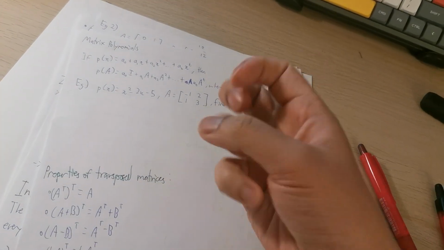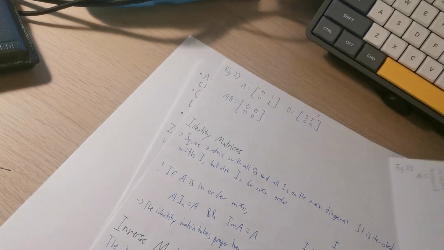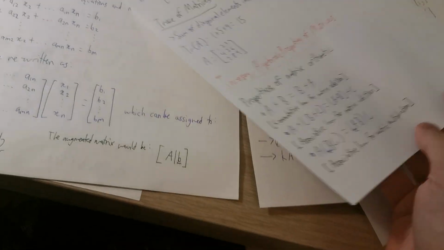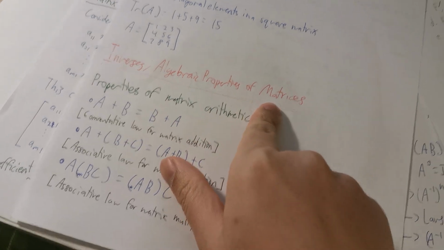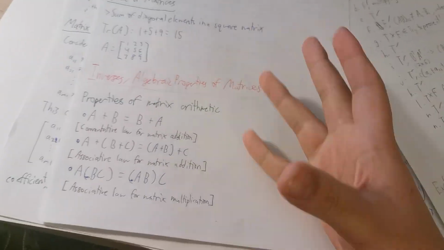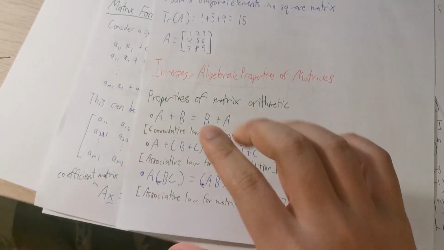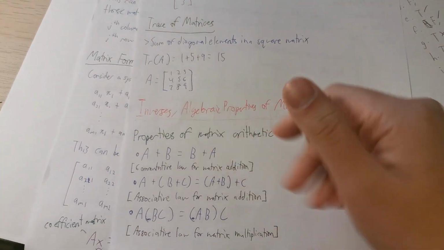Alright, so this is the fourth part of systems of linear equations, which is the first part of linear algebra. And this time we're looking into inverses and algebraic properties of matrices. So this is an extension of the last video. We've done the start of matrices, so we're just continuing from there.